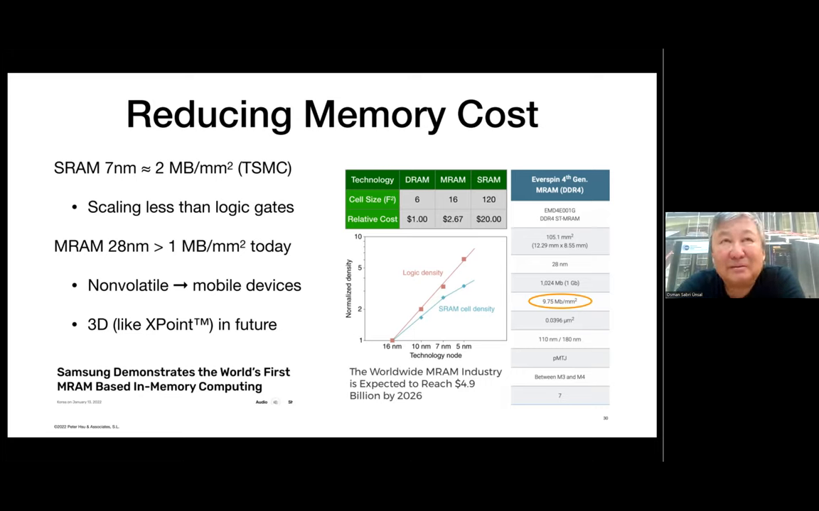And it's non-volatile, so it's really great for mobile devices where you can turn it on and off. Lots of people are working on stacking these MRAM cells, the way there's this technology by Micron and Intel called 3D XPoint, which now ships in Optane memory, a stacked non-volatile memory. Lots of people are working on this kind of thing for MRAM. Samsung just announced they built MRAM-based in-memory computing, which is the same idea that I have here, except that the memory is based on MRAM.